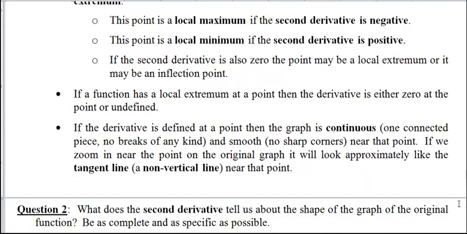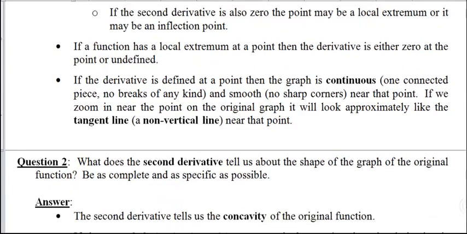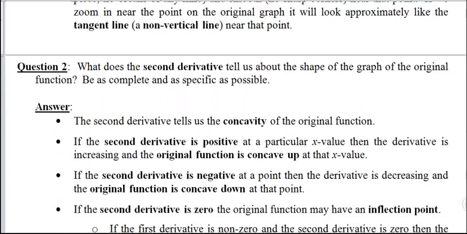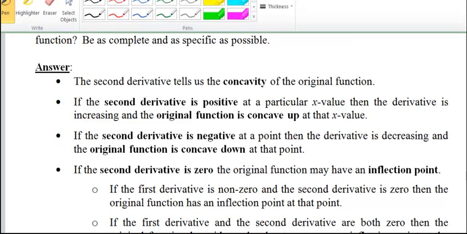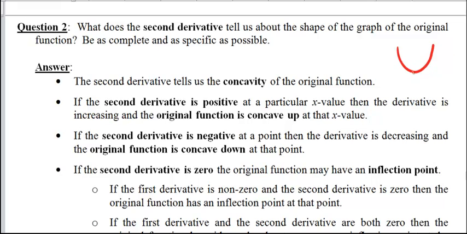So what does the second derivative tell us about the shape of the original graph? The second derivative tells us about concavity. This is concave up, and this is concave down. And no concavity is straight, linear. Concave up is like a right side up bowl. Concave down is like an upside down bowl.